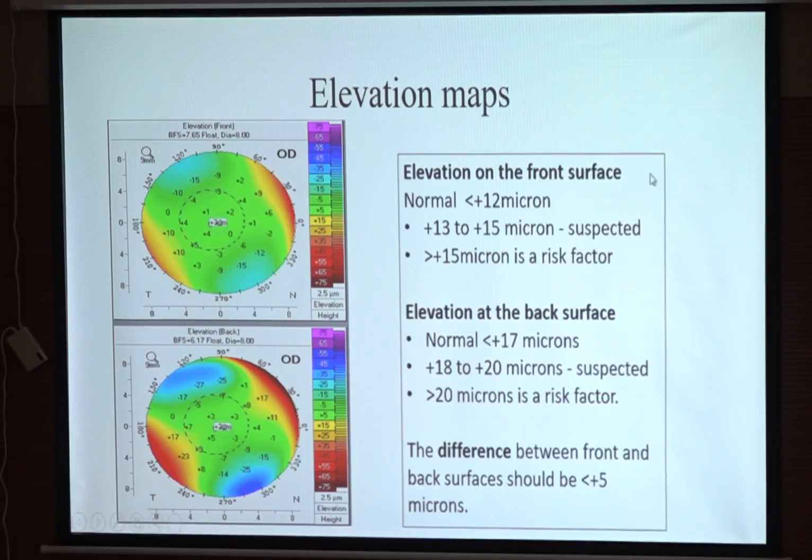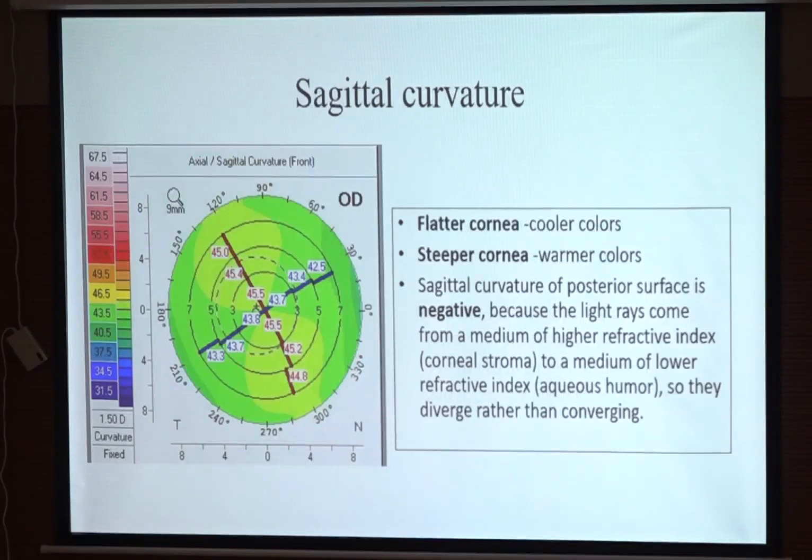So what you need to remember roughly, the values, is that normally the anterior elevation should be less than 12 microns, 13 to 15 microns is suspicious, and more than 15 microns is a risk factor for corneal ectasia. So in such cases you will be very cautious if you are planning a refractive surgery for such patients. Similarly, for the back surface, the normal value is less than 17 microns, 18 to 20 is suspicious, and more than 20 microns is a risk factor. Also, the difference between the anterior and the posterior surface should be less than 5 microns.